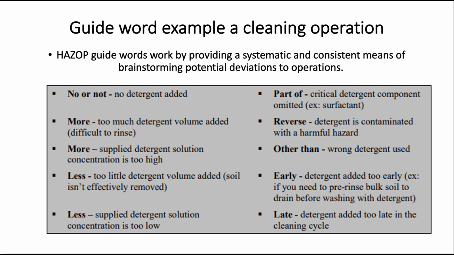And so this example is looking at a cleaning operation, and so detergent is added too early, detergent is added too late, there's not enough detergent, there's too much detergent, no detergent is added at all, or the detergent is contaminated, right? And so I think now you could kind of understand these guide words, but the best way to learn a system is to use a system. And so we'll do that in our homework.